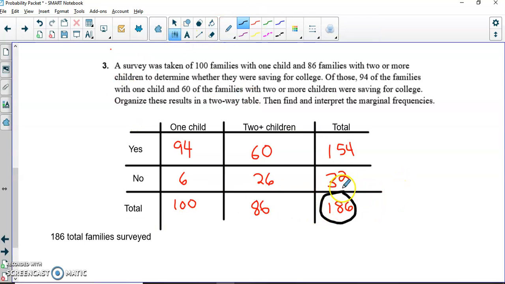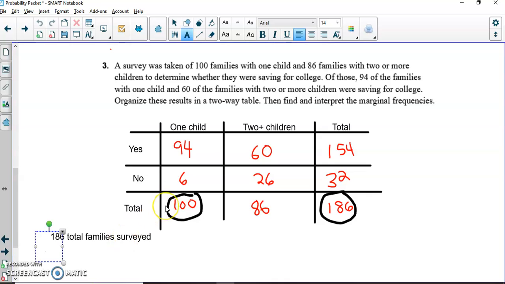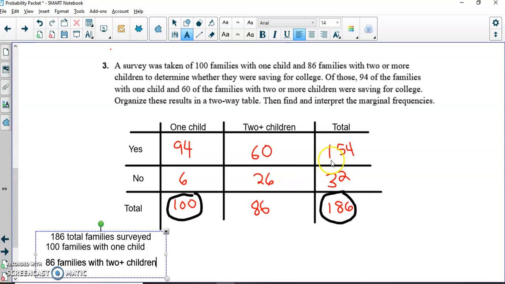Okay. The next one we're going to look at is the, let's go here, 100. So 100 represents the total families, 100 families with 1 child. Okay. Let's look here at the 86. 86 represents the total number of families with 2 children or more. That takes care of that.